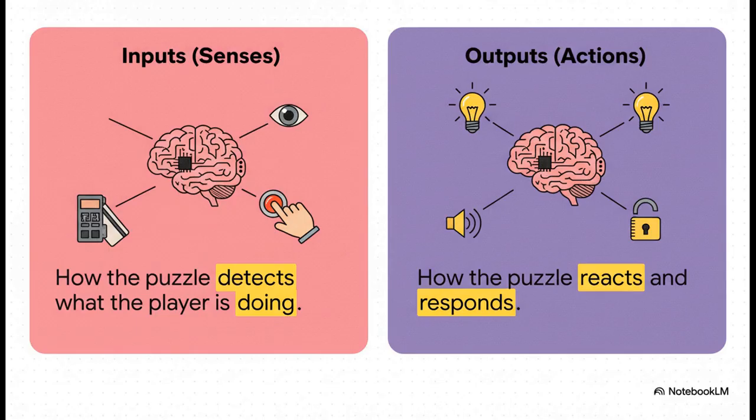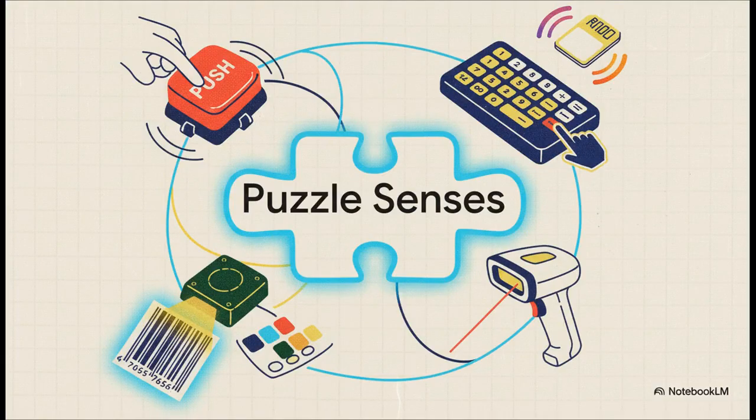And outputs? Well, those are the puzzle's actions. It's how it talks, how it moves, how it unlocks things. That's it. Senses and actions. Inputs and outputs. So let's look at some of these senses, these inputs. You've got your basics, right? Push buttons, pads, things like that. But then you have the really cool stuff, like an RFID reader that can identify a specific, unique object, or a color sensor that can actually see a particular shade. You can even use a barcode scanner. These are all just different ways for your puzzle to see and understand the world.